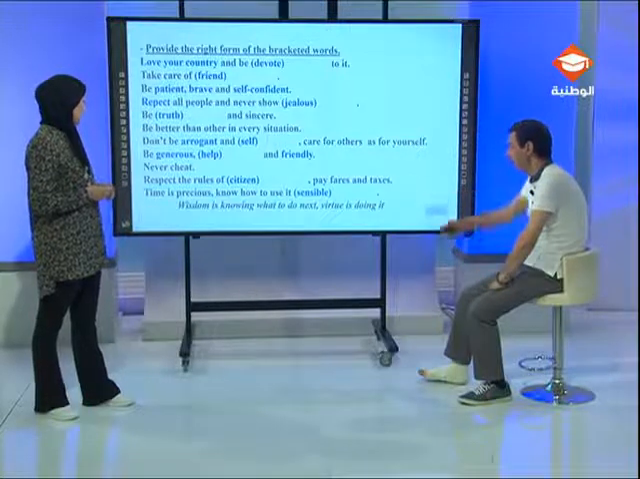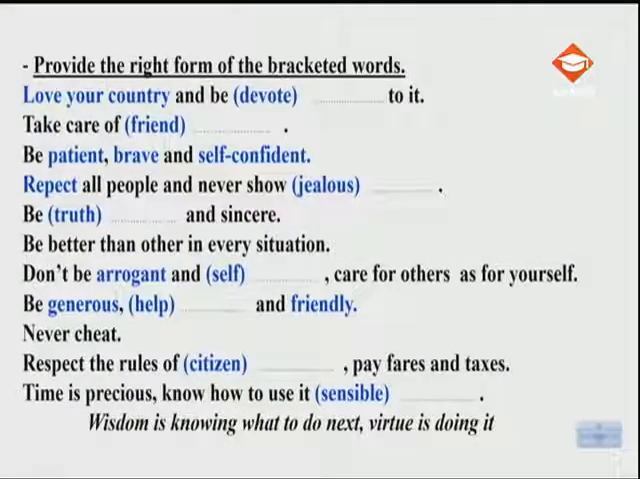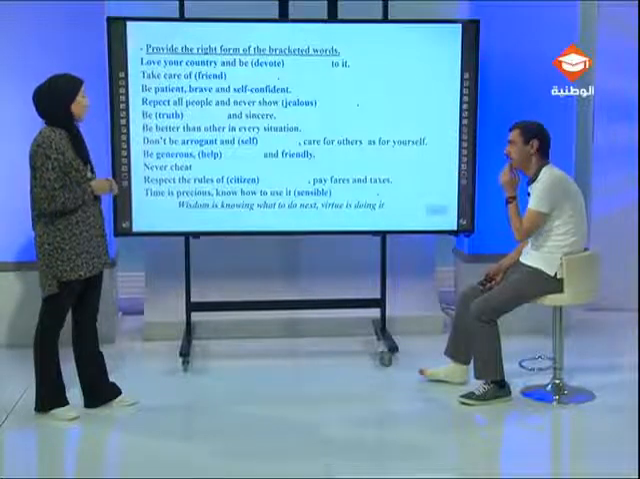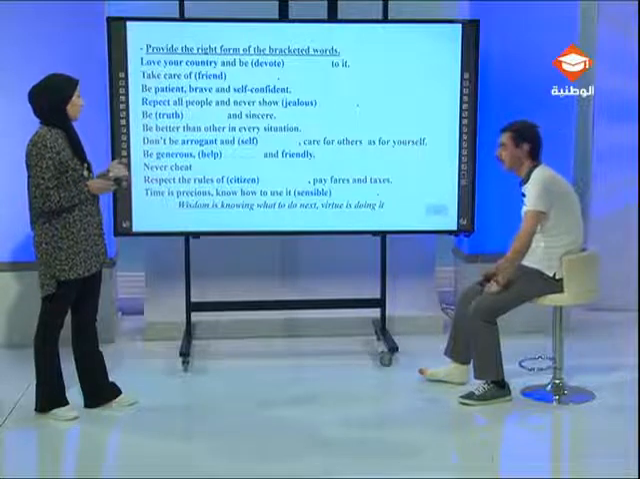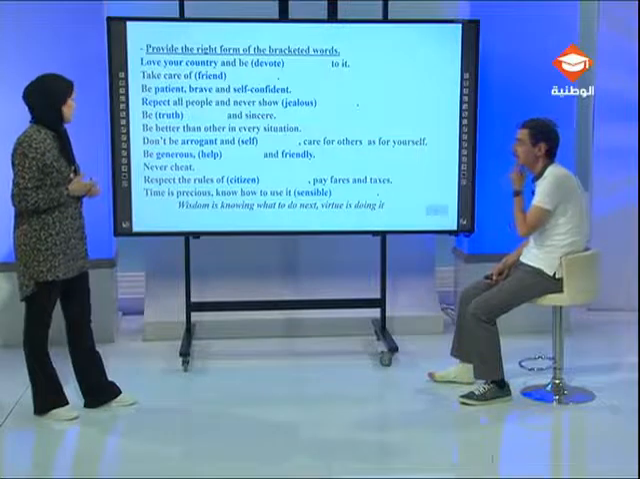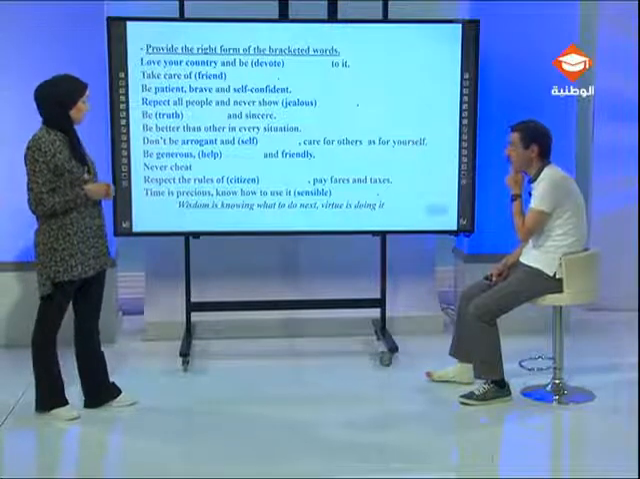Could you read the statement? Wisdom is knowing what to do next. Virtue is doing it. Very good piece of advice, isn't it? Yes. Okay. And wisdom, is it related to sensible? Actually, yes. There's a suffix here. If you delete the suffix, I know the word wise. Exactly. So that's the noun. So wise and sensible are very close. You are right. Good judgment. Yeah, you did very well and you judged it very well.